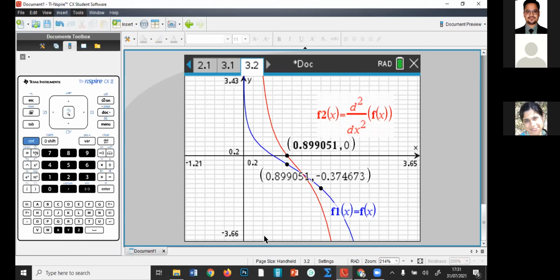This is a question: can we use the trace feature, Jalaj, here? We can use the trace feature, but how will we use it here? Because we need to get the exact point. So will it stop at the same point? I'm not sure. If it stops, great. And if it doesn't, I don't know. So 0.899 comma negative 0.375. So this will be the point of inflection here.